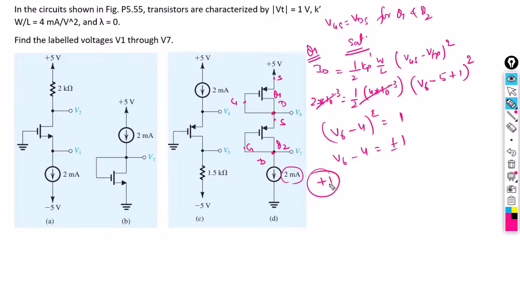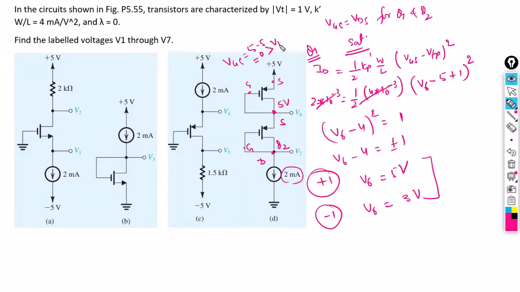When we consider plus 1, V6 will be 5 volt, and when we consider minus 1, V6 will be 3 volts. So out of these two values we have to select only one value. So let's try to find out what we have to select. Let's say we are selecting 5 volt. So 5 volt is here. We can write, this is gate terminal, this one is source terminal. So we can write VGS as 5 minus 5, which is 0 volt. This will be greater than threshold voltage of PMOS transistors.